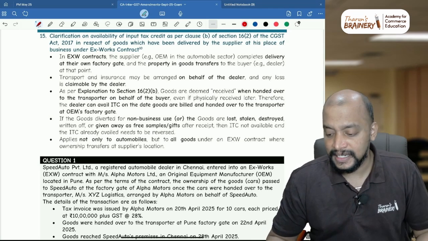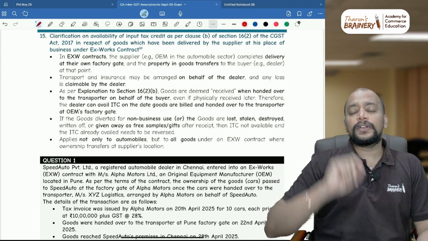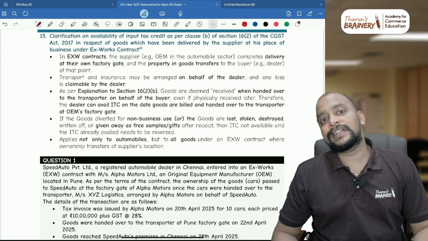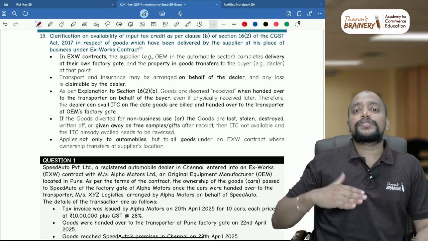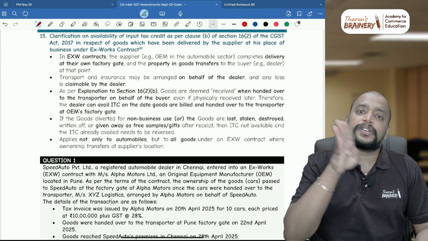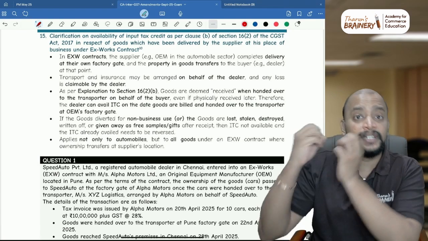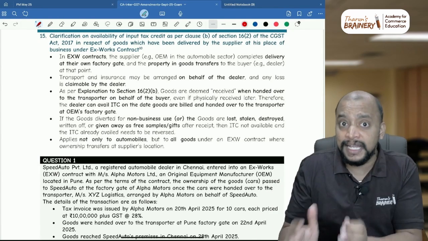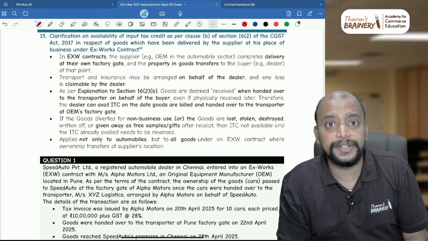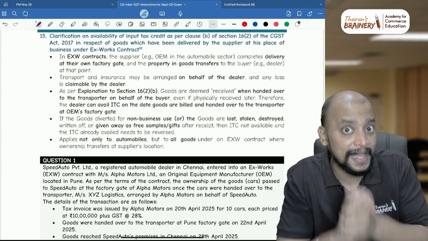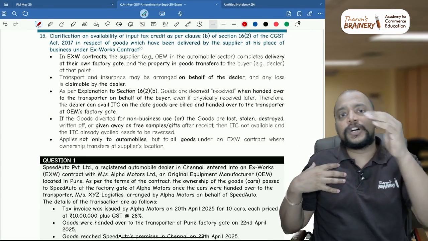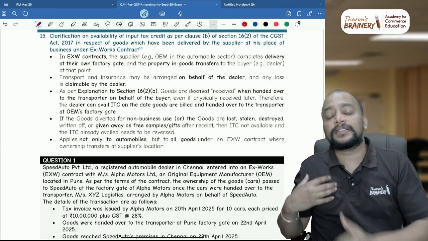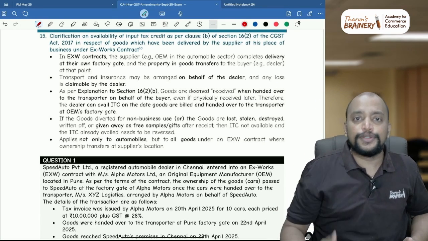These are the conditions. In this context, we learned one deemed delivery concept. What is that? When the goods are delivered to some other person on the instructions of the registered person, the day on which the third person has received the goods, it is deemed that the registered person has received the goods and the registered person can take ITC. For example, I am the supplier, you are my registered person, you are the recipient. Basically, I need to deliver the goods to you, but what happened?